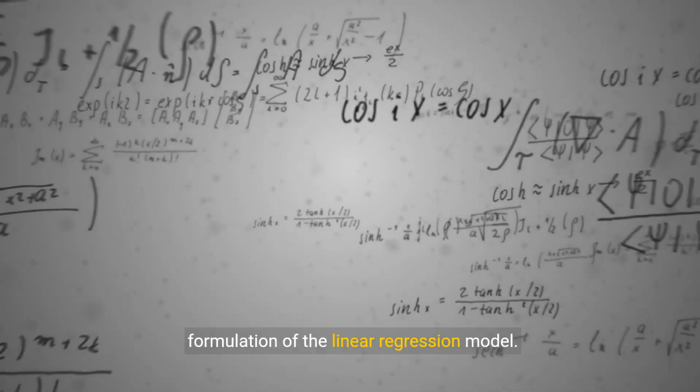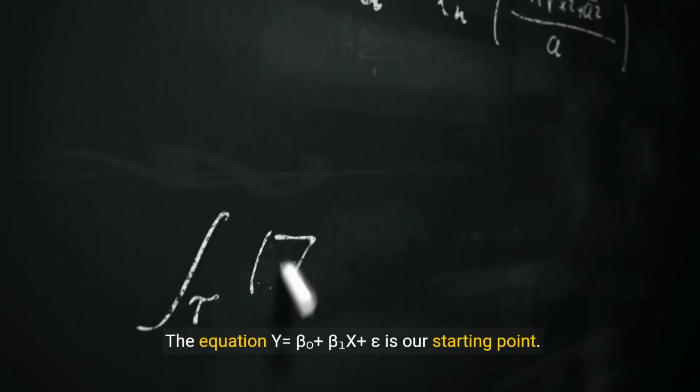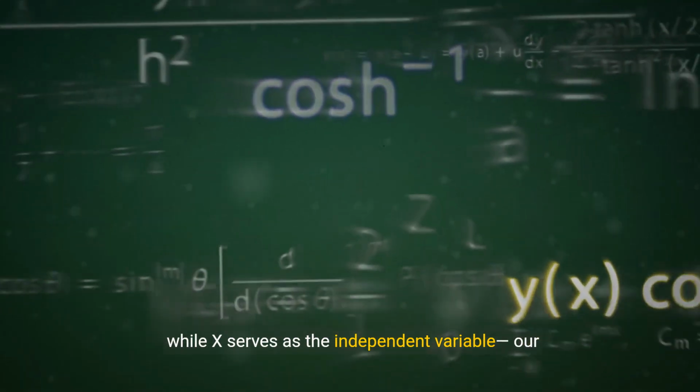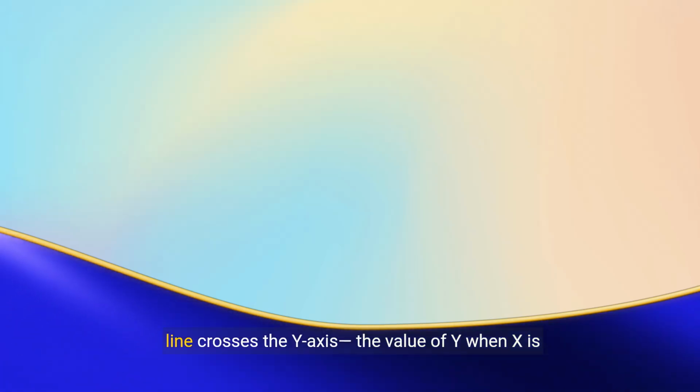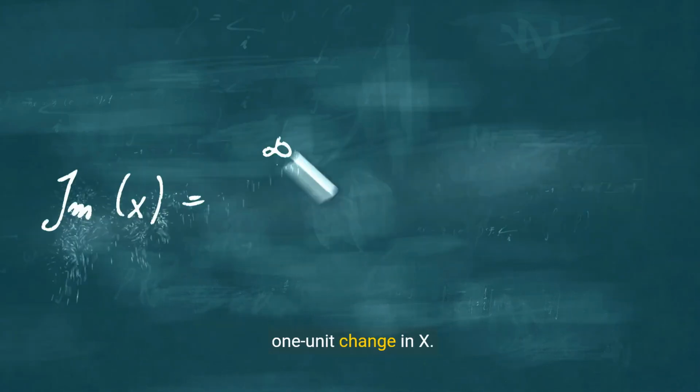In this segment, we delve into the mathematical formulation of the linear regression model. The equation y = β0 + β1x + ε is our starting point. Here, y represents the dependent variable we aim to predict, while x serves as the independent variable, our predictor. β0, the intercept, signifies where the regression line crosses the y-axis, the value of y when x is 0. β1, the slope, indicates the change in y for a one-unit change in x.